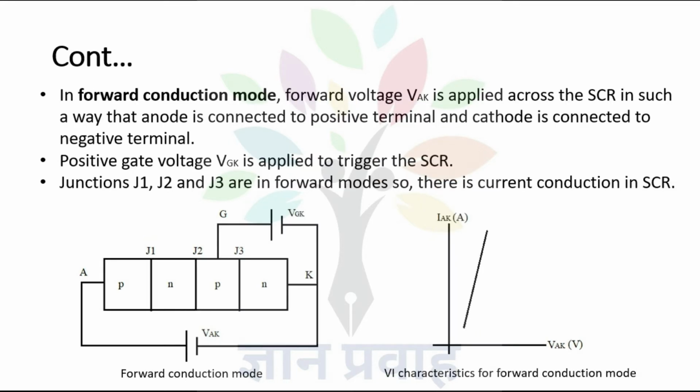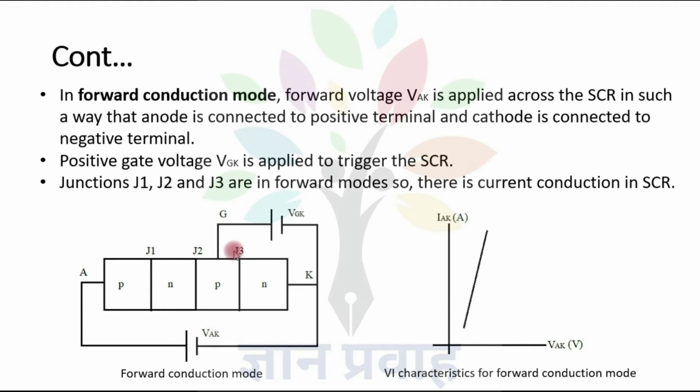The third mode is forward conduction mode. And in forward conduction mode, current flows through the SCR. The schematic arrangement of forward conduction mode is given here. Voltage VAK is applied between anode and cathode terminals. And here we are also applying gate to cathode voltage in such a way that the junction J2 must operate in forward wise. So P side of J2 junction is connected with the positive terminal of gate to cathode voltage, and it creates the forward bias of J2 junction.